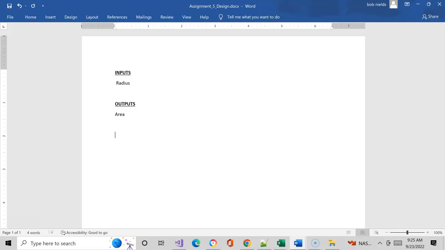All right, we're going to do our pseudocode. We always start off with get. We're going to get our input, so we're going to get radius, okay? Radius, all right, if I can spell.